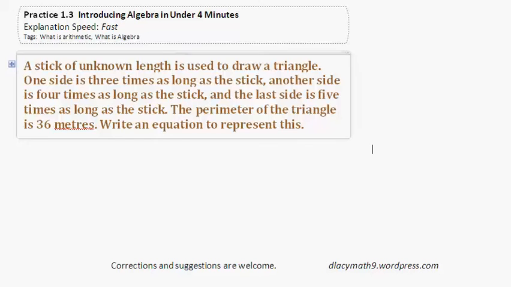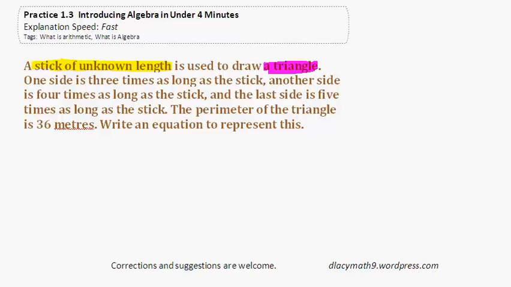Well, these long paragraphs are kind of absurd. No one talks this way. We just have to pick it apart. We have a stick of unknown length, and we're going to use that as a basic measurement where the shape is the triangle. One side is 3 times as long, one side is 4 times as long, and the last side is 5 times as long as the stick. We're also given that the perimeter is 36 meters.